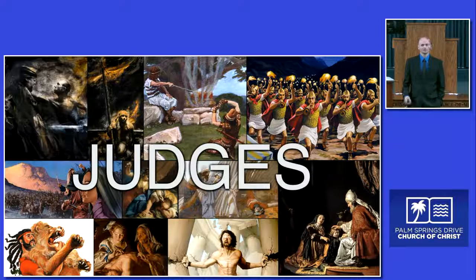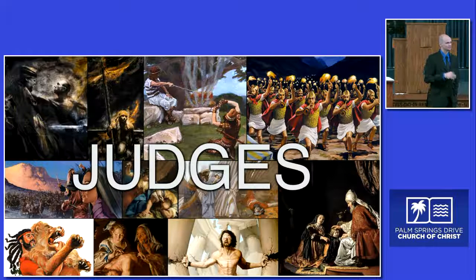Yeah, so you've got Ehud, who killed the king of Moab, Eglon, with his sword, and his sword got stuck in his belly and his fat closed over it, and he couldn't pull it out. Some really crazy stories there, but a very dark time, about 350 years. So after this period of the judges, what came next?